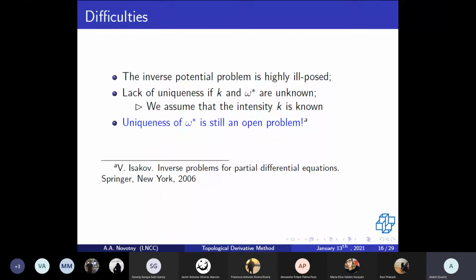So the uniqueness of this inverse problem seems to be an open problem, according to Isakov.